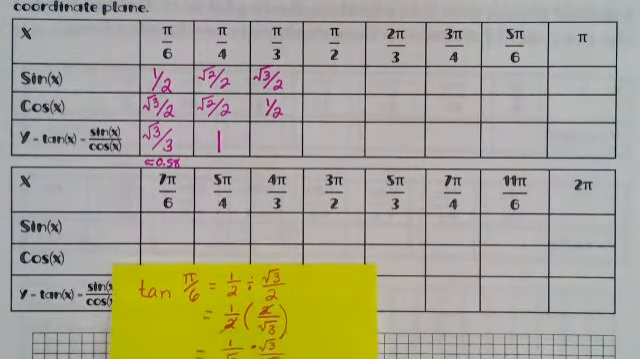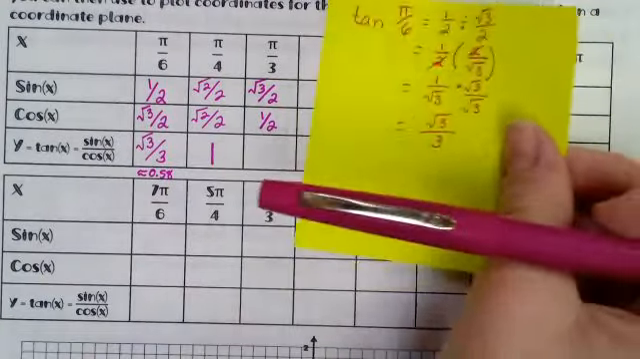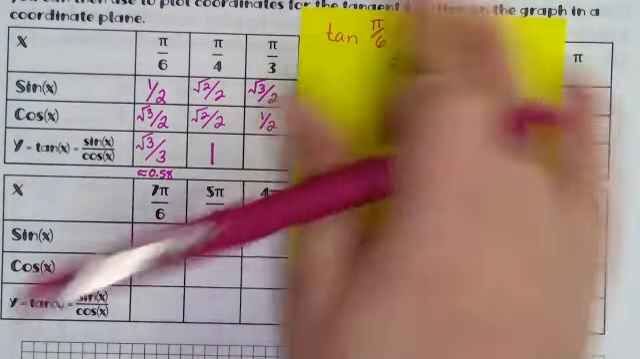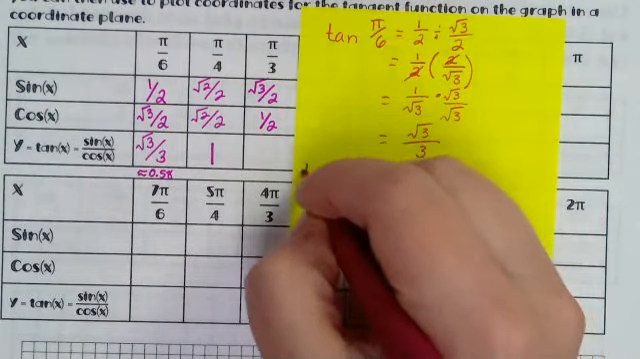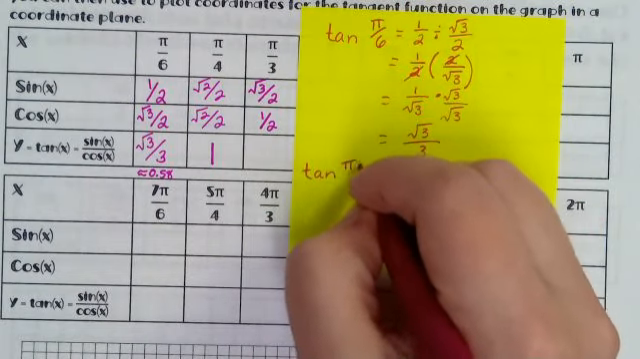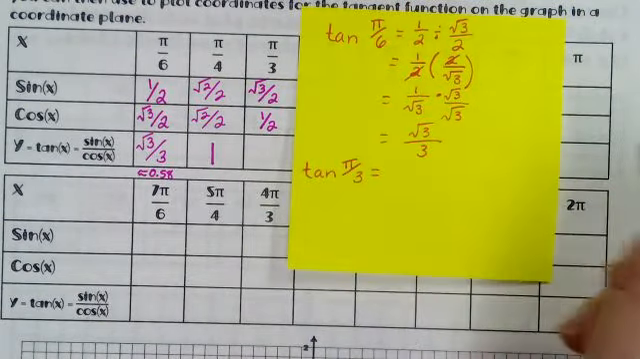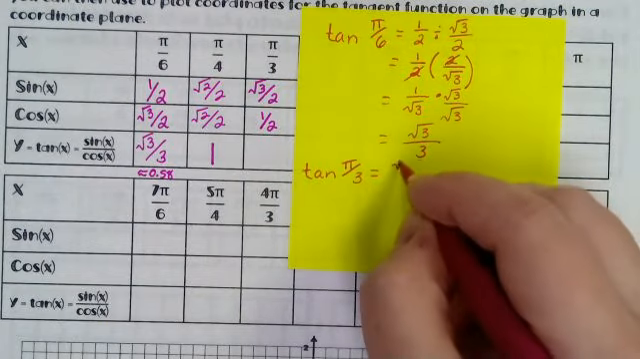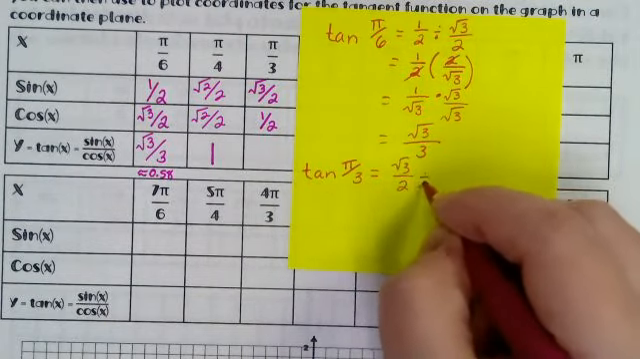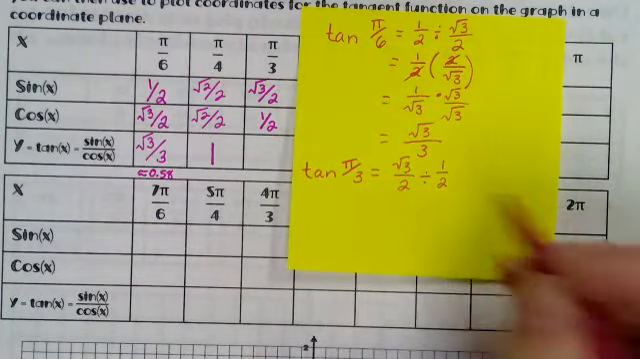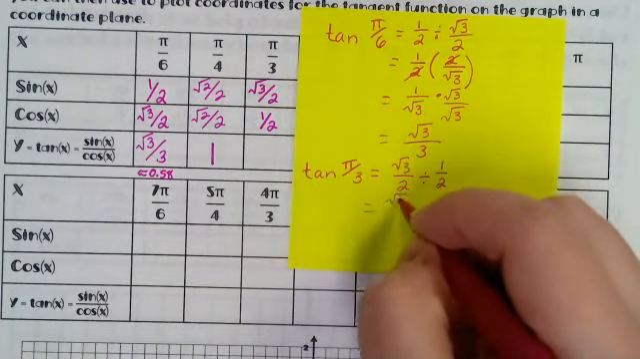Okay, so I'm going to bring my little Post-it note back and put our work here. This is going to be tangent of pi over 3. I'm going to be taking the square root 3 over 2 and dividing that by 1/2. So what's going to flip is the 1/2 this time.